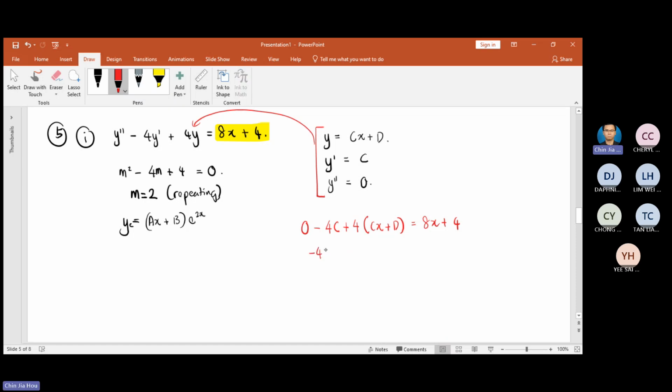So minus 4c plus 4cx plus 4d. So we have 4cx, I put a bracket for easy reading: 4cx plus 4d minus 4c.